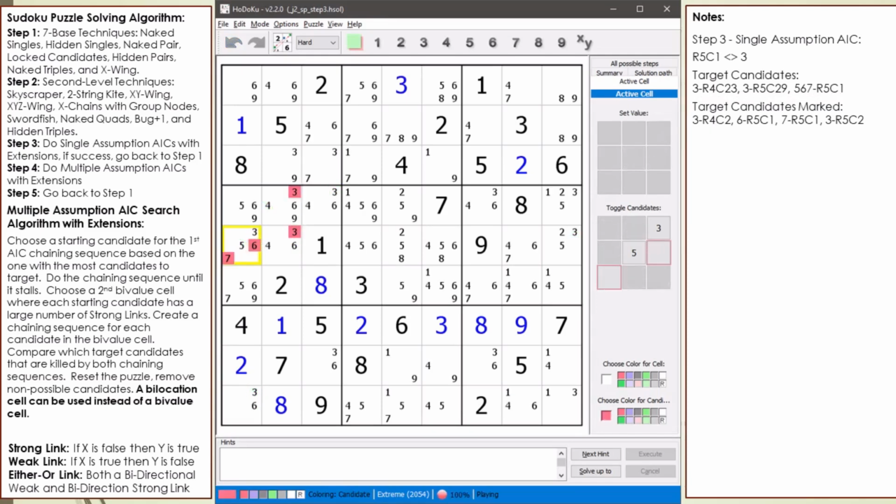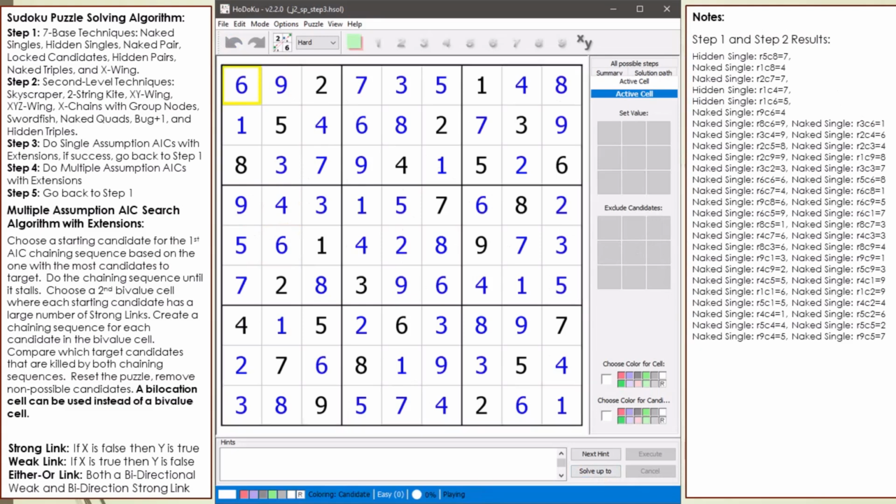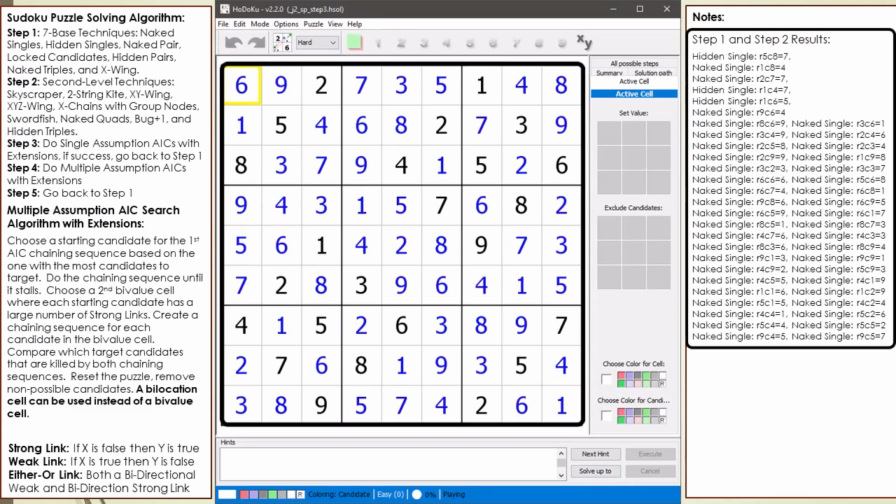I reset the puzzle and marked the non-possible candidates in red. The non-possible candidates are removed from the puzzle. Next, we do a round of step 1 and step 2. After a boatload of naked and hidden singles, the puzzle is now solved.